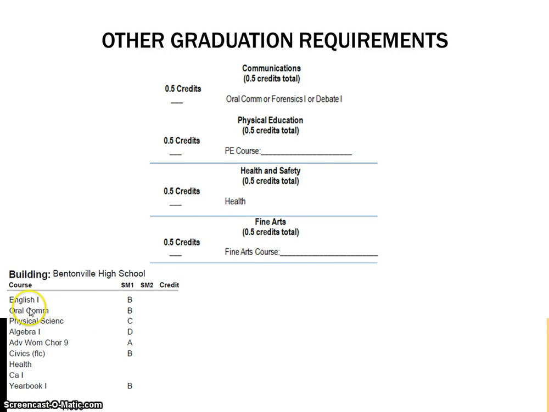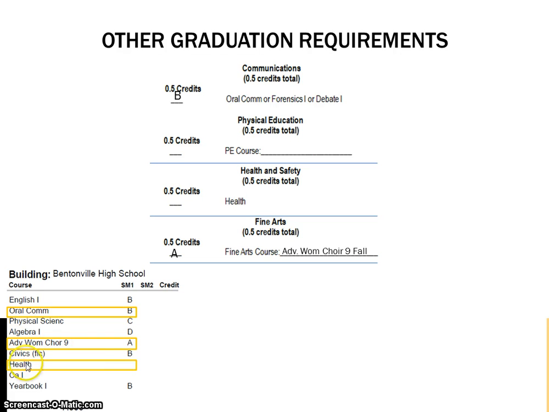This student was registered for many of the graduation requirements that are in addition to the core requirements. The student took oral communications and made a B in the class first semester. The student also took Advanced Women's Choir 9 and made an A in the course, completing a semester of a fine arts requirement. Notice that Advanced Women's Choir is a year-long course, so the student will be working on a second semester grade, which we will enter in the elective column on the next page.